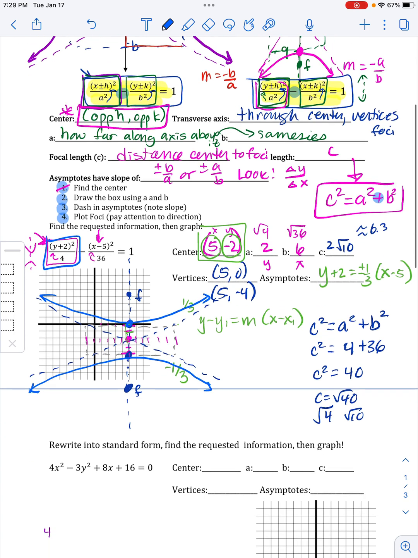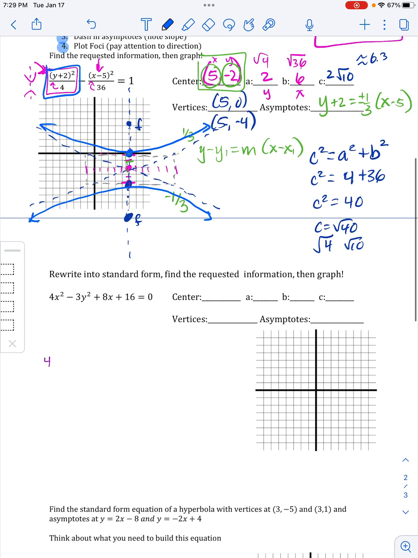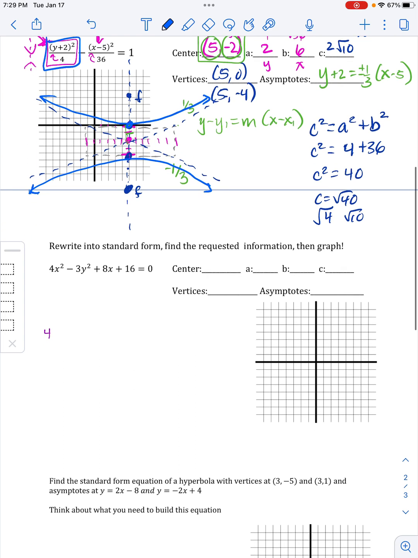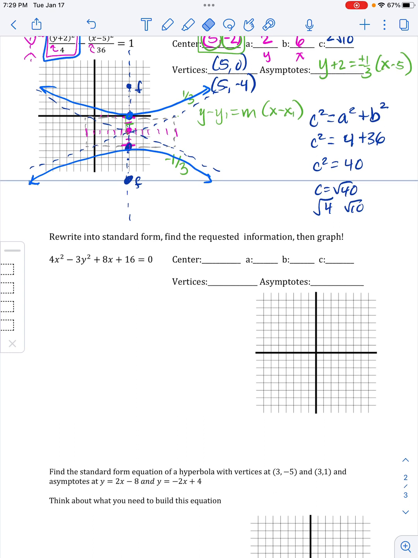Okay, if you feel confident about doing these, then go ahead and try the packet. You only are doing the hyperbola page, not the review, not the parabola, but just give that a whirl. If you are a glutton for punishment and or would like some more information, like a couple more tries, then hang in there with me.